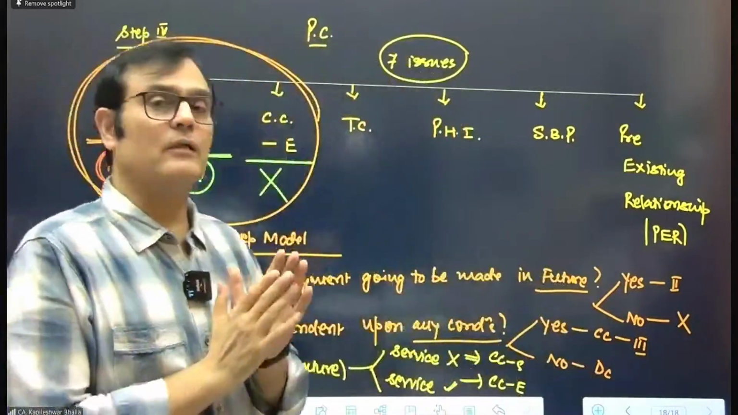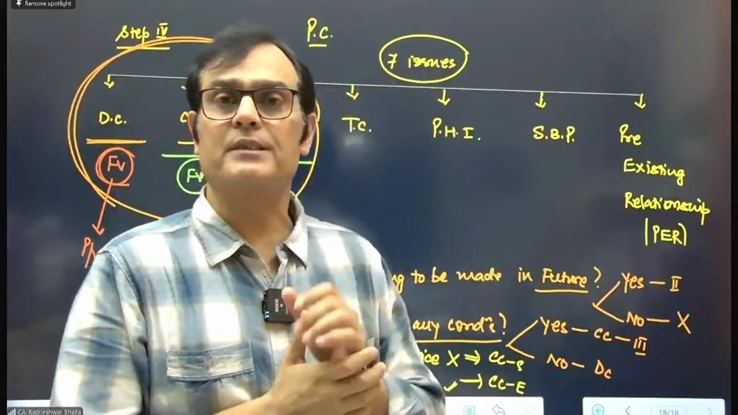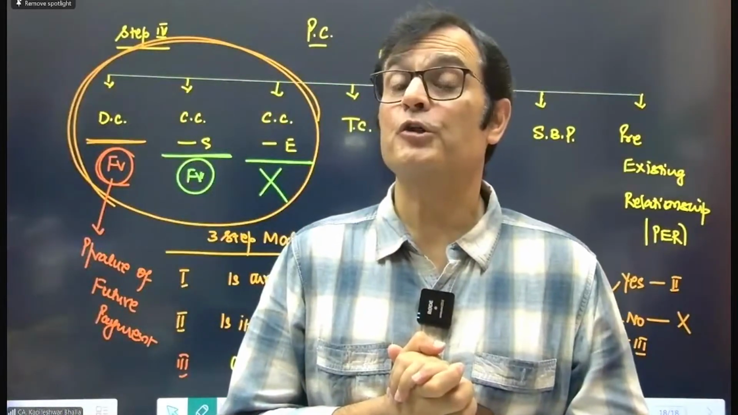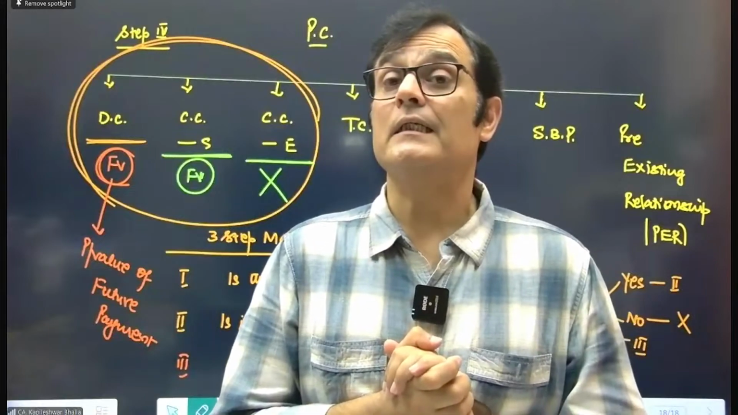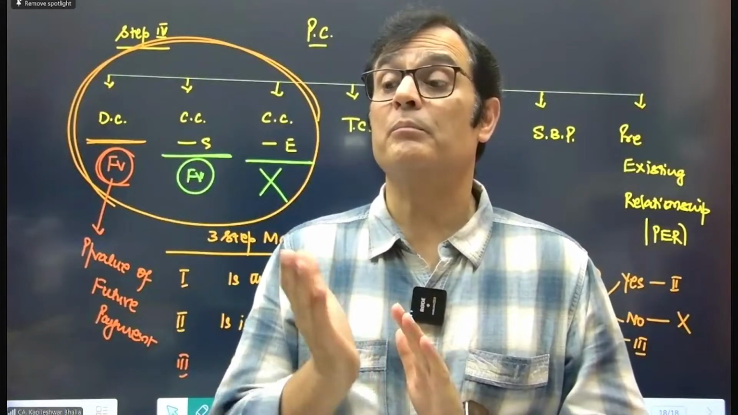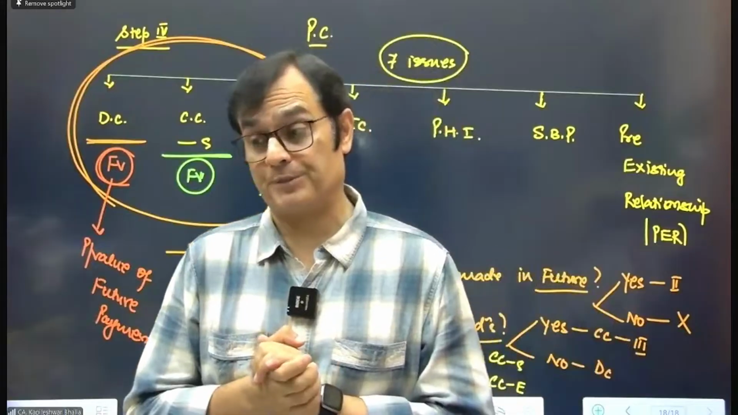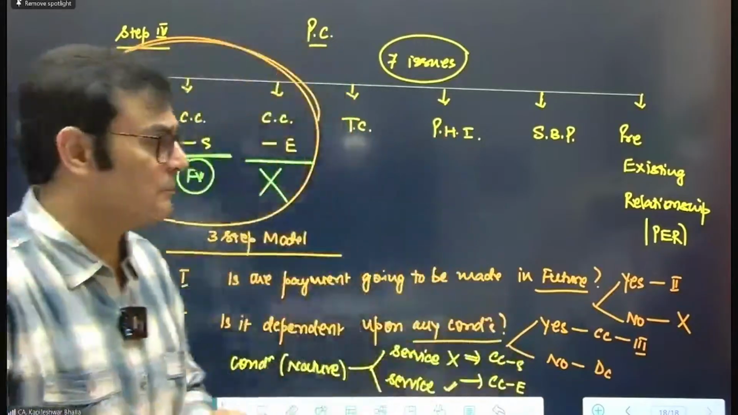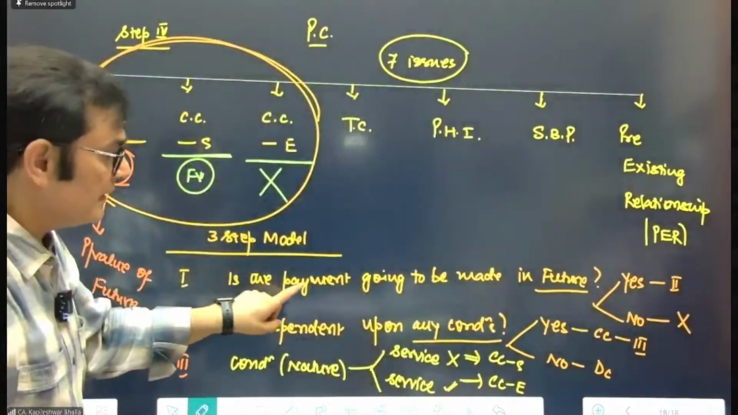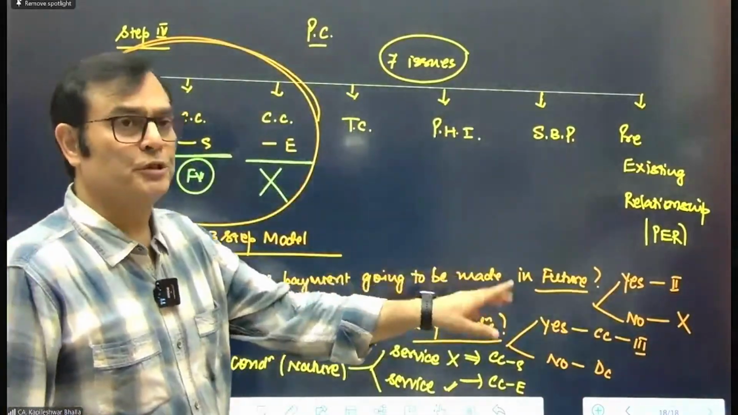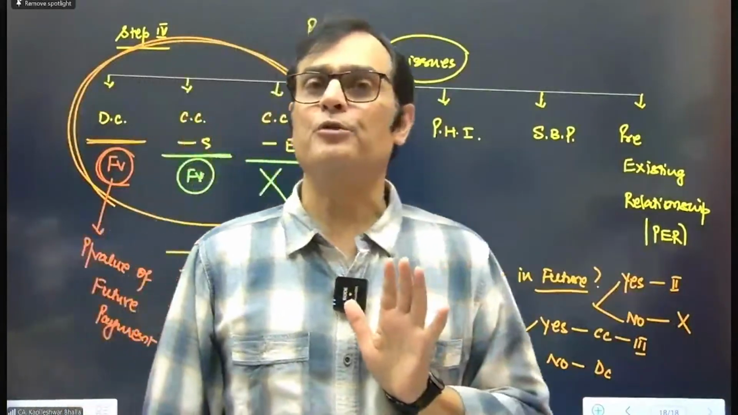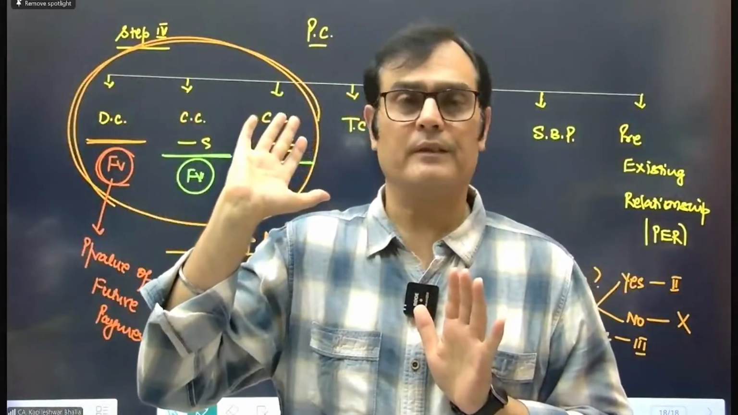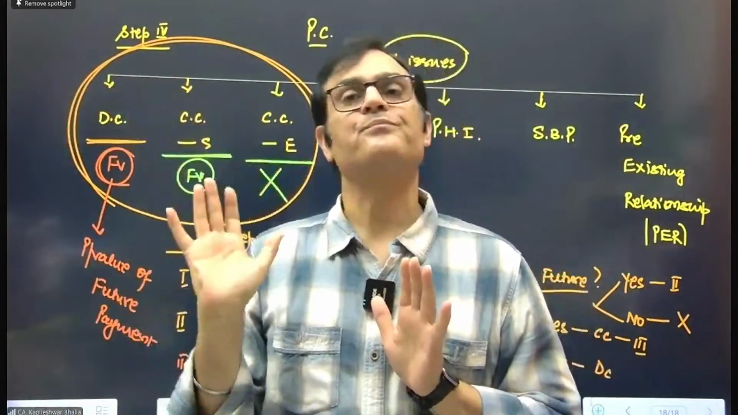So I'm just focusing on 3 elements of my purchase consideration. DC, something which is payable in the future for sure. CC, something which is payable in the future but is dependent upon ifs and buts. So you need to first of all zero down and identify number 1: is the payment going to be made in the future? If it is not going to be made in the future, it's neither DC nor CC. Then I'm not considering this as a part of my PC.